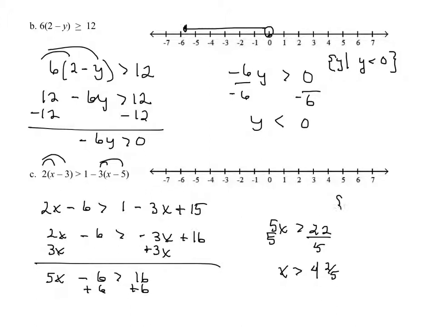So now here's the deal. Set builder notation is easy. You just write it. But where is 4 and 2/5? Well, it's kind of about right here. So I have to label it 4 and 2/5. And I need it to be open there. And x is greater than it, so I'm going to the right, to the right.